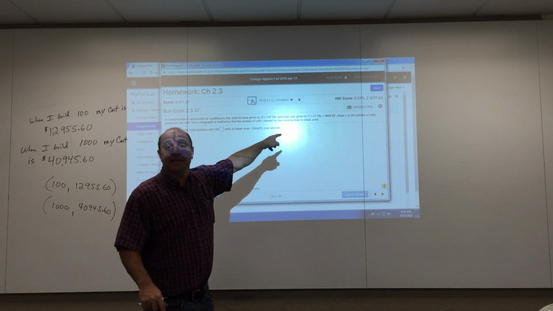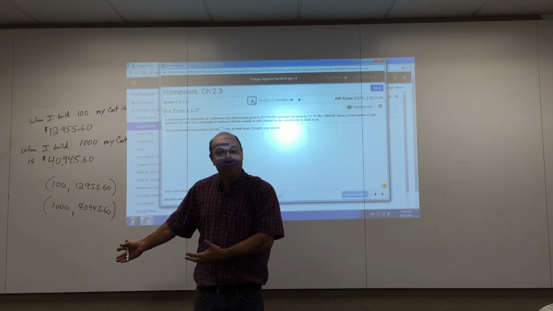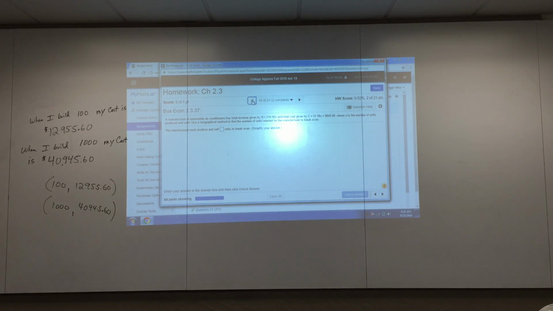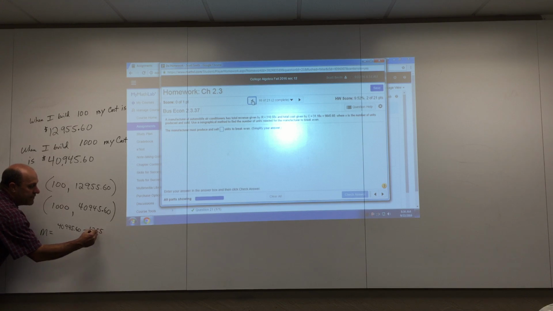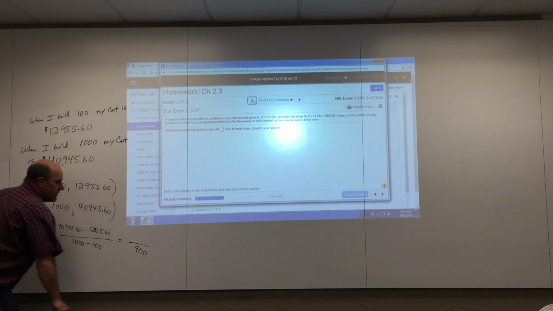I know it was given to us in this problem, but I was thinking about not giving it to you, making you find it. But you can find it. You learned how to do that in chapter 1. If you've got 2 points, can you find the cost equation? So let's do it. The slope is that y minus that y, be careful, over 1,000 minus 100. You guys know how to do this, right? Can you help me? I know the denominator is 900. The numerator is?